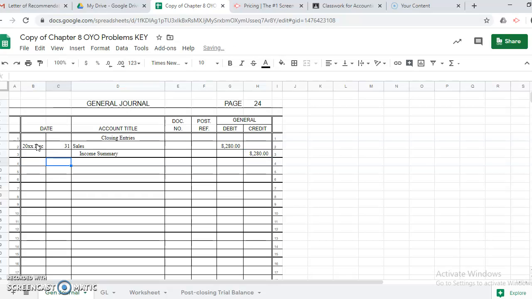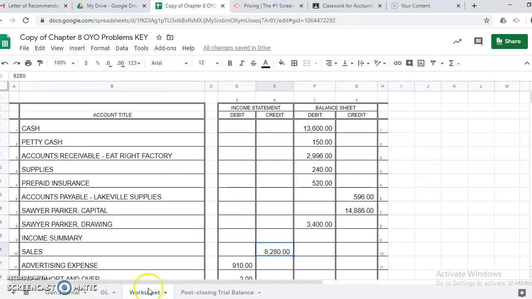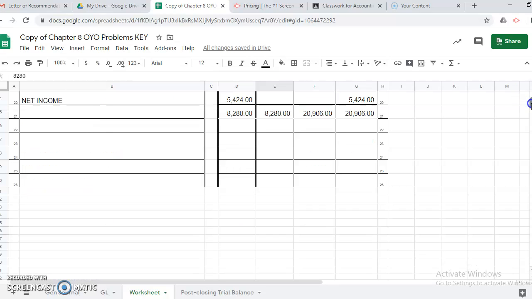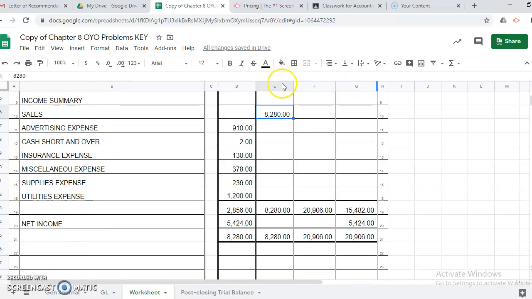After that, I need to make sure that I close out all of my expenses. Now, I'm going to look at the worksheet right here. And I can see that these are all my expenses right here. These are each account. And then this is the total expenses right now. We know that because that's how we did this in chapter 6 when you prepared the worksheet. So all of these added up comes to $28.56.